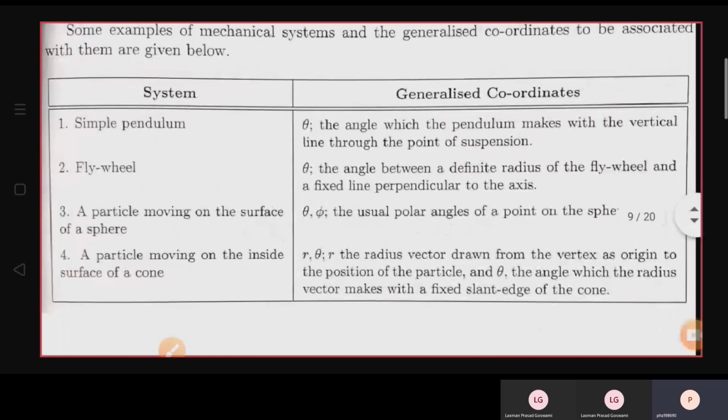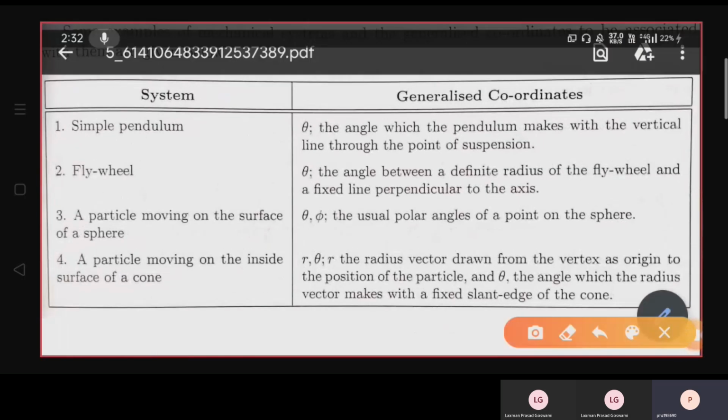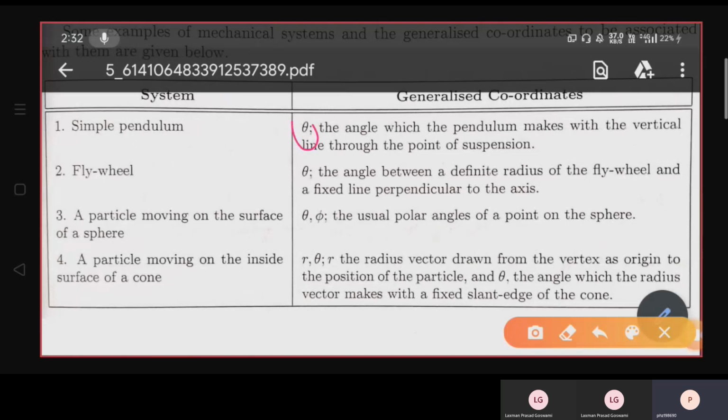Suppose we are taking a simple pendulum. Here we choose the generalized coordinate as theta, where theta is the angle which the pendulum makes with the vertical line through the point of suspension. Suppose we are taking a flywheel. Then again, theta will be the angle between a definite radius of the flywheel and a fixed line perpendicular to the axis.